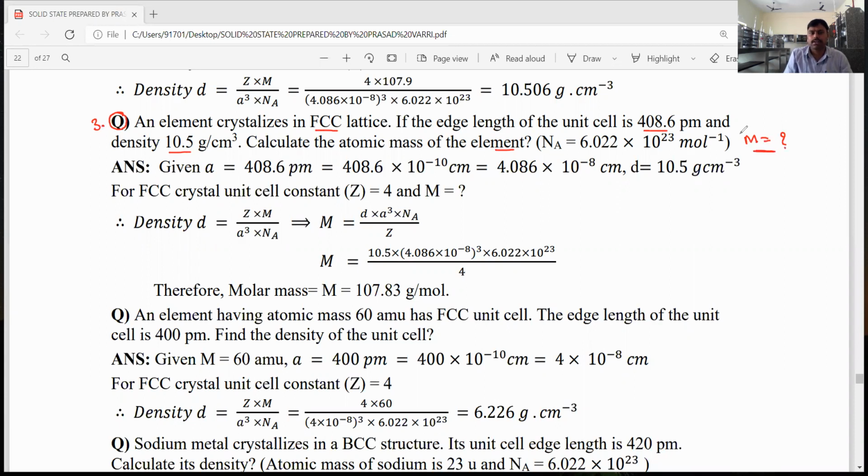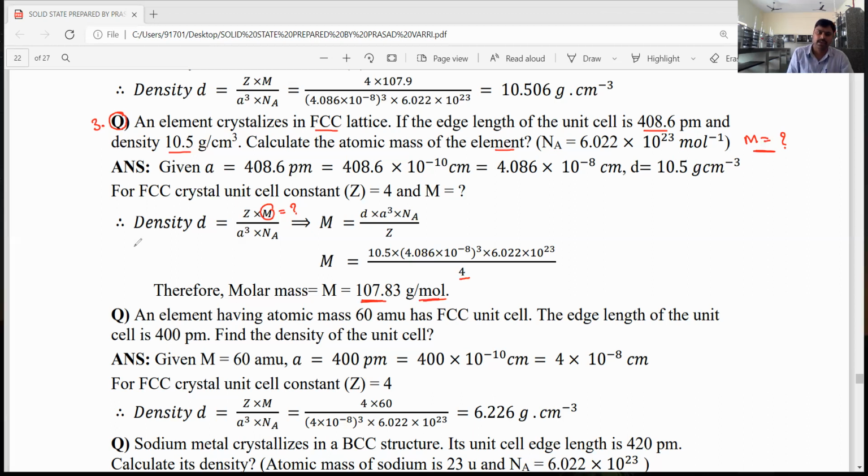So the density d is equal to Z m by a cube into Na. Then the m value we need to find out. So m is equal to d into a cube into Na by Z. Density they gave in gram per centimeter cube, and the edge length they gave is 408.6 picometers, which you have to convert into centimeters: 408.6 into 10 to the power of minus 10 centimeters. Then the Na value we know, and Z for FCC is equal to 4. On simplification, the atomic mass or molar mass of that element comes to 107.83 gram per mole.